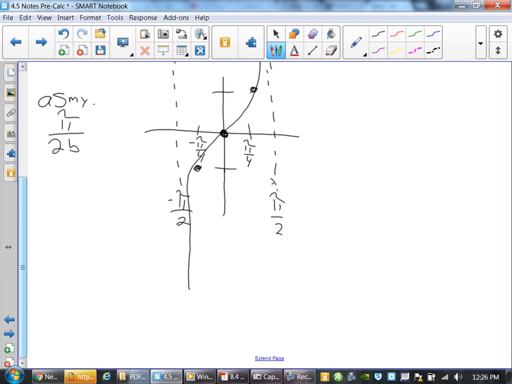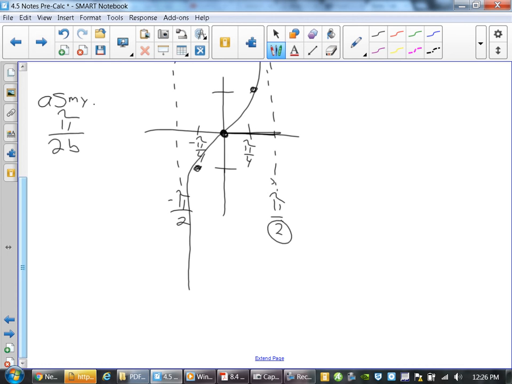Wait, Mr. Murphy, how did you get this equation again? The pi over 4? What's halfway between 0 and pi over 2? Why do you divide it by 2? How do you get the pi over 4? What's halfway between 0 and pi over 2? Pi over 4. That's where I get it from.